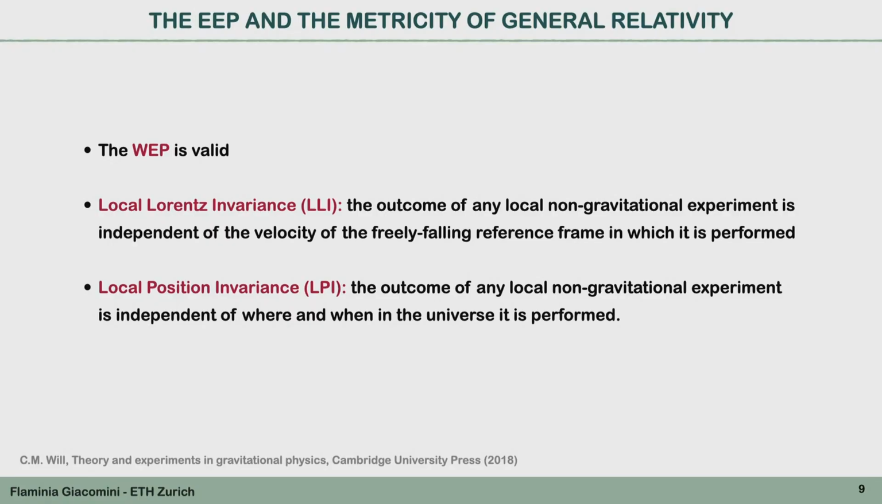Then there are two properties. Local Lorentz invariance tells us that the outcome of any local non-gravitational experiment is independent of the velocity of the freely falling frame in which it is performed, and then local position invariance tells us that the outcome of any local non-gravitational experiment is independent of where and when in the universe it is performed. So basically, you take a freely falling frame that is momentarily at rest with the particle that you're using to test the principle, and in that frame, nothing should depend on the gravitational field.